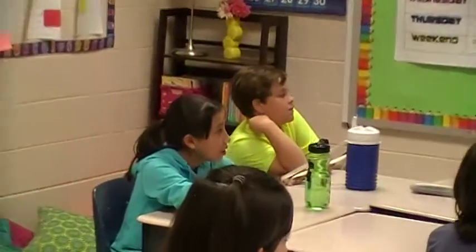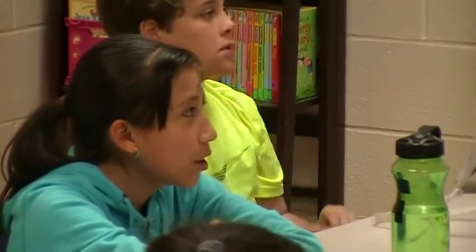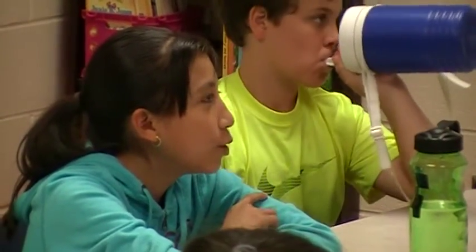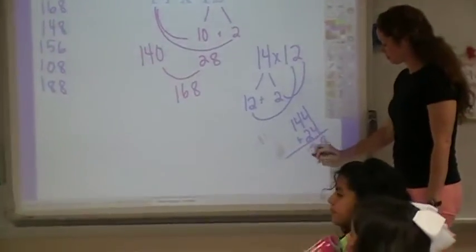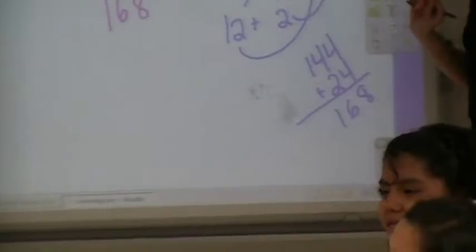I decomposed 14 into 12 and 2. And then I did 12 times 12, 144. And then 2 times 12, 24, and then added it and got 168. That is precisely what I did. Something different? I knew that 12 times 12 was 144. And then I knew that 12 was only 2 away from 14, so I did 12 times 2 and I got 24. And then I added those together and I got 168.